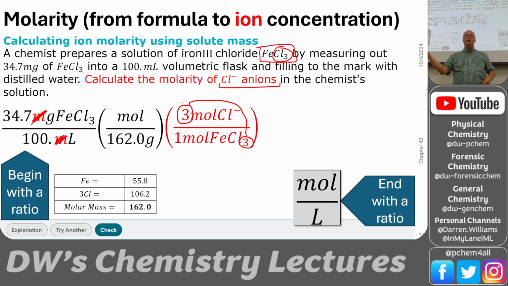Now, I don't weigh out the chloride ions. I weigh out the iron 3 chloride as a unit. So I scrape that out of the bottle. I got 34.7 grams of the compound. But when it dissolves, then I've got triple the amount of chloride.